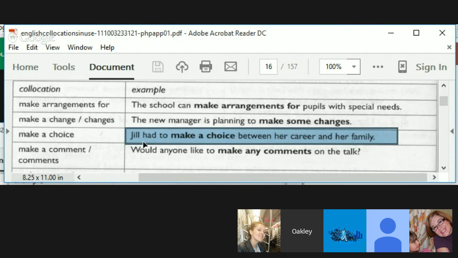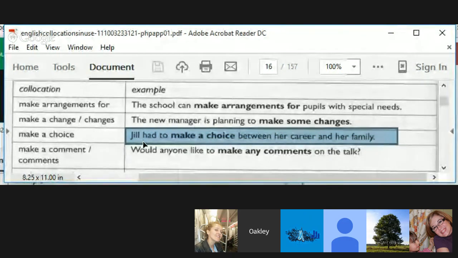Very common. I hear this all the time. People say take a decision, but that's wrong. You make a choice. You make a decision. You don't do a decision. It's always make. Make a decision. Make a choice. Okay. All right, Matthew. Can you make a sentence with decision? Make a decision.